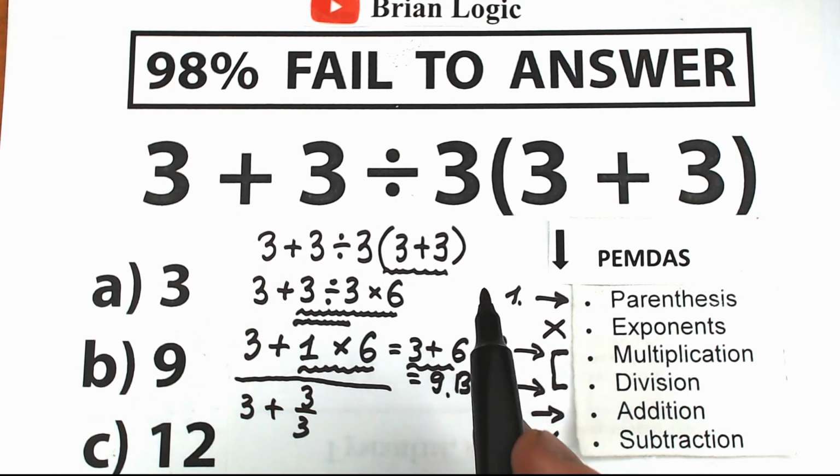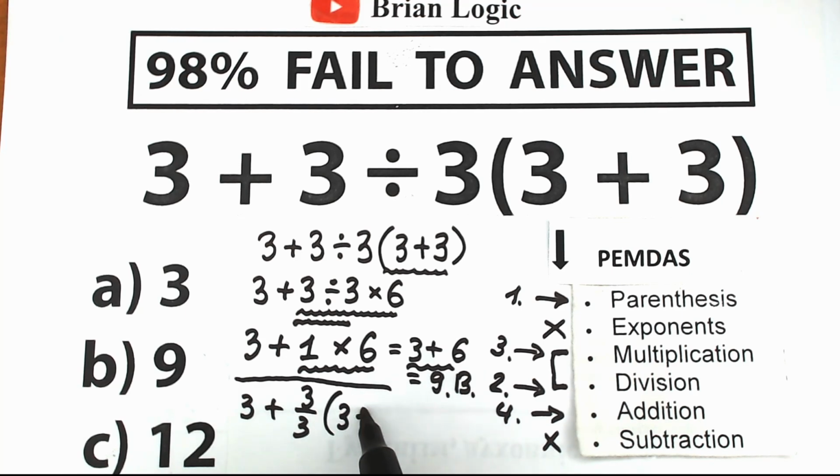And next we have parentheses, 3 plus 3. So 3 over 3, we can easily cancel. This is equal to 1, obviously. It's a fraction, so we can cancel the 1 right here and the 1 right here. So we have 3 plus 1 times the parentheses, which is 1 times 6, which is equal to 6. So as a result, we have the same 9. So as you can see, you can also write it like that.